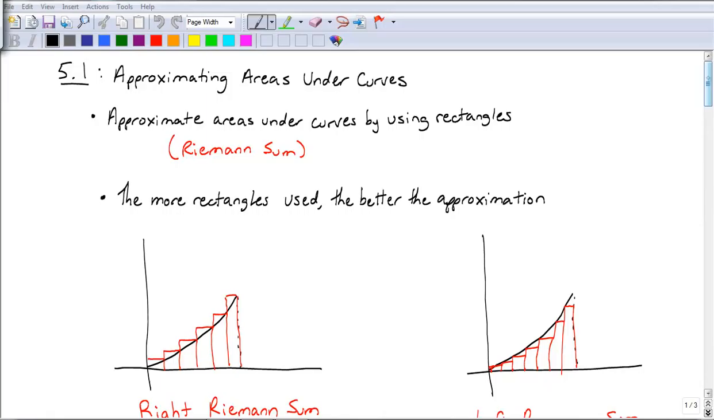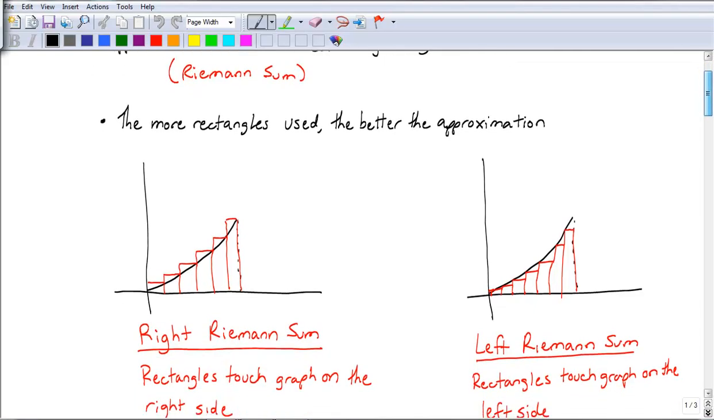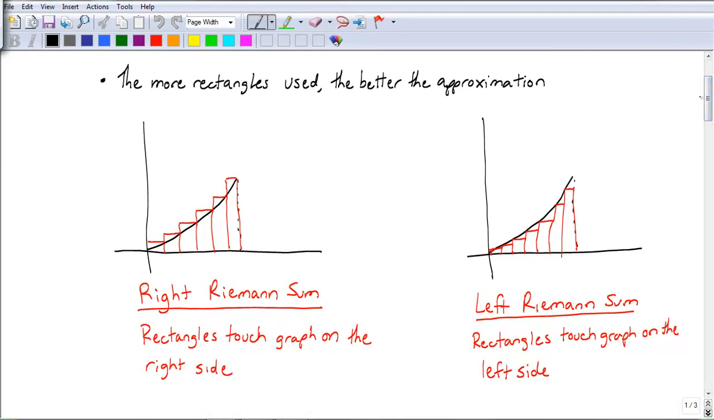So the Riemann sum is drawing rectangles and adding the areas together to approximate the area under the curve. The more rectangles you use, the better the approximation, because the error is smaller. Here's a left and right Riemann sum. The right Riemann sum is on the left, and the left Riemann sum is on the right. That wasn't planned very well.